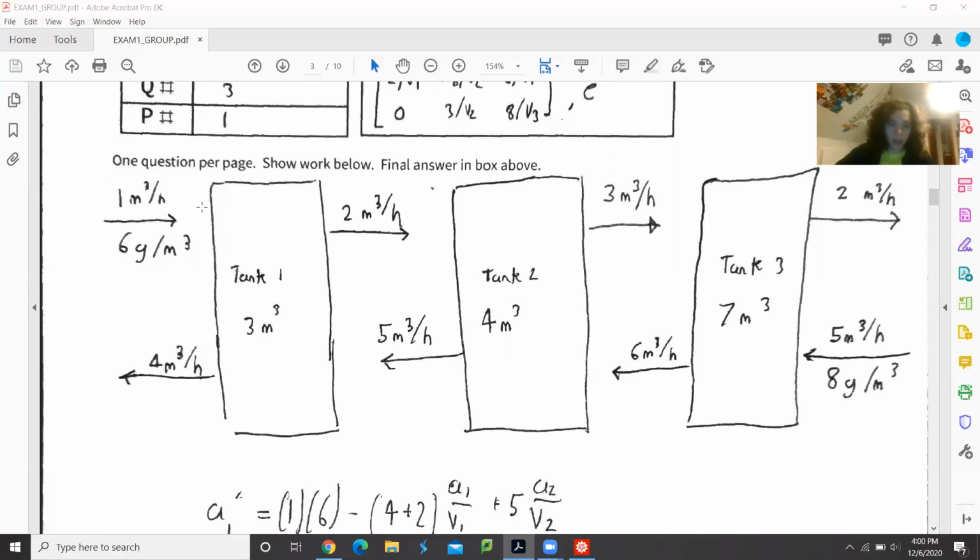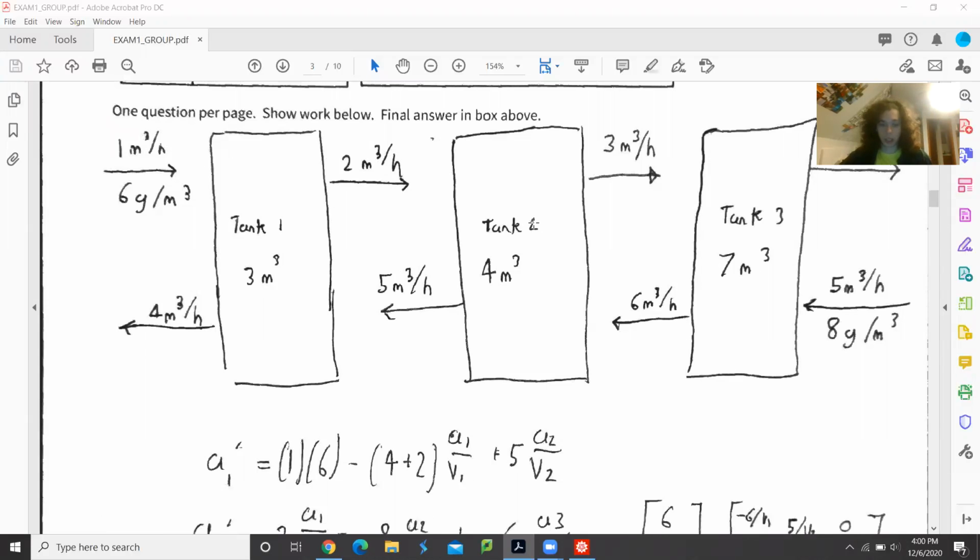So for tank 1, 1 plus 5 is 6, and then 4 plus 2 is 6, so that's good. Tank 2, 2 plus 6 is 8, which is equal to 5 plus 3, the two parts leaving, which is great. Tank 3, 3 plus 5 is 8, and 6 plus 2 is 8, so that's great. So now we solve the system. That's a quick little check to make sure.